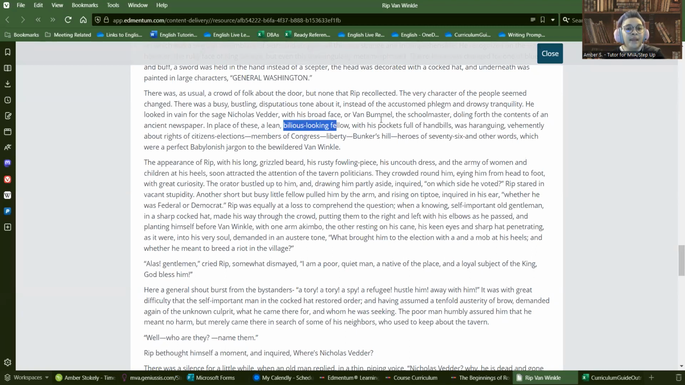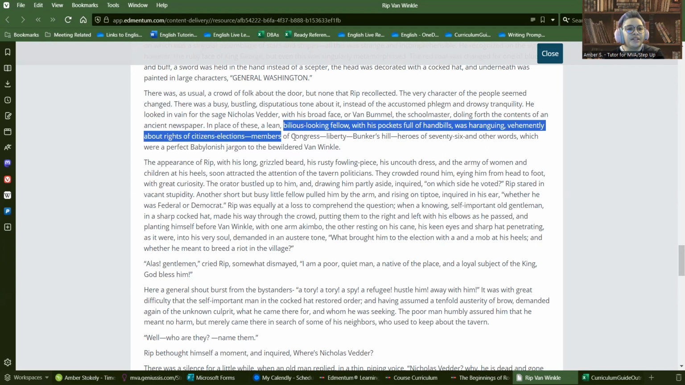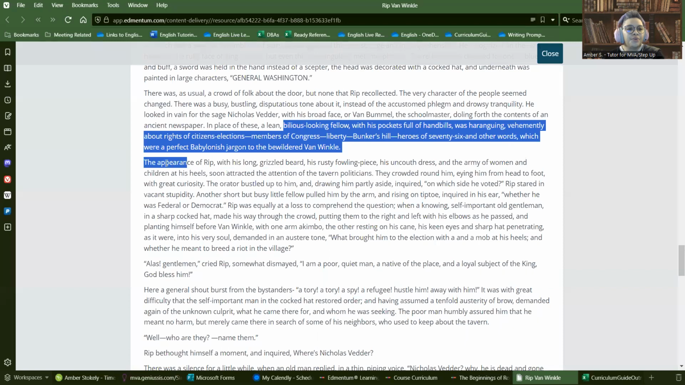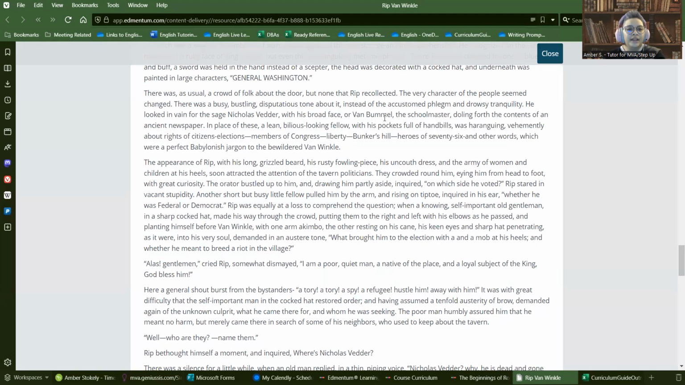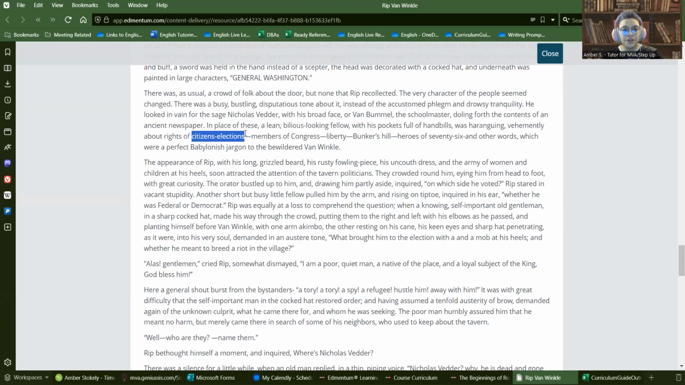So this man vehemently, so that means enthusiastically, about the rights of citizen elections, members of Congress, liberty, Bunker's Hill, heroes of 76 and other words, which were a perfect Babylonish jargon to the bewildered Van Winkle. So Van Winkle is from a more peaceful time. So these are references that we, the readers, are supposed to get. Citizens' elections. So elections started after the country was born, right? Members of Congress, that happened kind of before the country came together, but it was solidified after. Liberty, we know that was important in terms of us getting our independence.